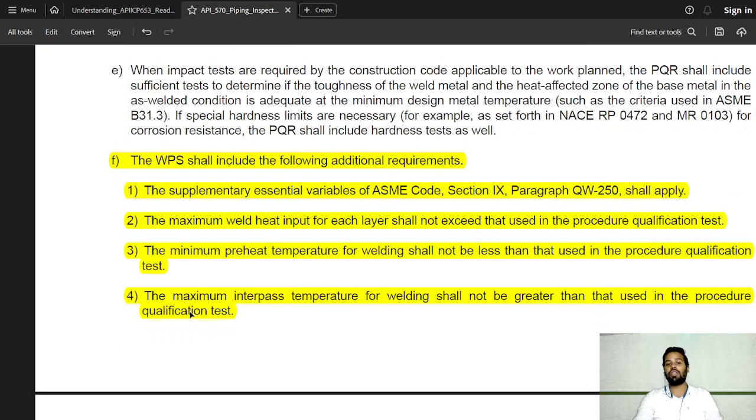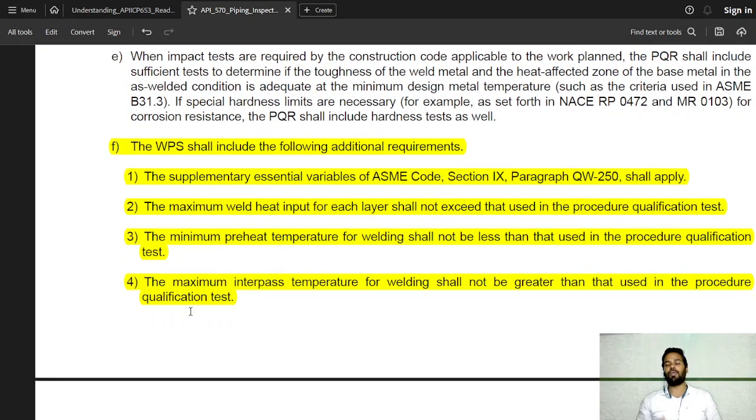The WPS shall include the following items. So we already know this. First, we'll have a WPS. That WPS will be qualified by a PQR, and the welder's ability to make sound welds will be demonstrated by a performance qualification of the welder. So the WPS shall include the following requirements: the supplementary essential variables of ASME code Section 9 paragraph QW-250. We'll talk about this in great detail when we talk about Section 9, but just an introduction is given here.